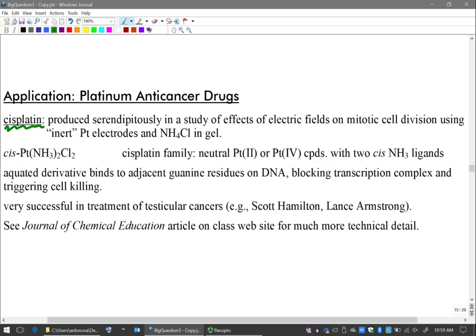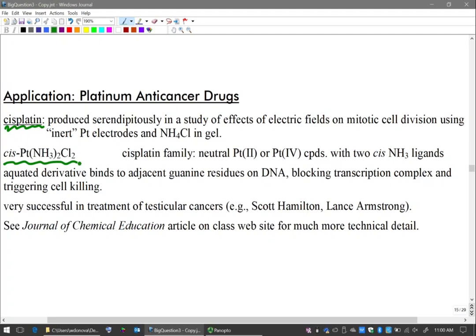Something was forming. And it turned out that the so-called inert platinum electrodes were reacting with stuff in the ammonium chloride electrolyte in the gel, forming the cis isomer of diamminedichloroplatinum(II). So this only works if it's the cis isomer, it turns out. The trans isomer could also be formed, but it wasn't causing this kind of reaction. They traced this back. They studied the structure. They studied the biochemistry of it.